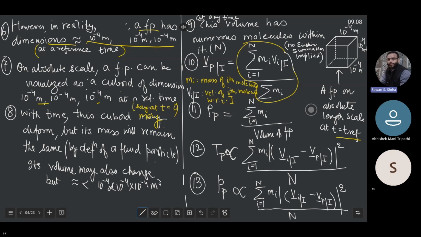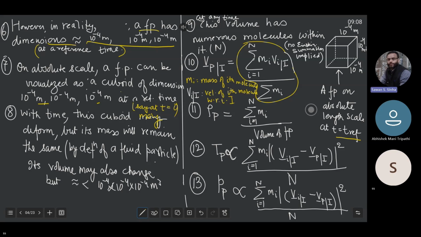Also, I want to remind you, this is the dimension of a probe. Two classes ago, I was talking about a probe with which you measure velocity of a fluid particle, pressure, temperature. That probe will have dimensions 0.1 millimeter, 0.1 millimeter cross section area. That is considered to be the dimension of a fluid particle.